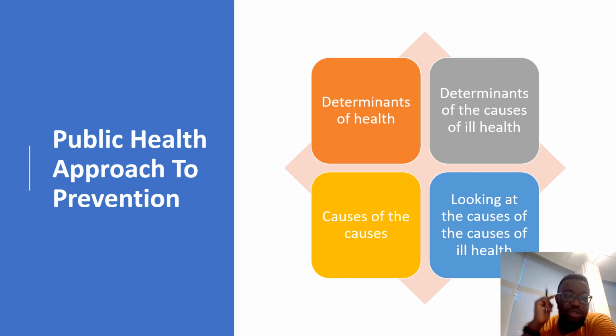So now, what is the better public health approach to prevention? If you're looking at the determinants of health, it's a better approach to prevention than the education approach. Okay, so in the determinants of health, you're looking at the causes of the causes. So you're going beyond the direct causes of the immediate problem. You're looking at what are the things that cause those things.